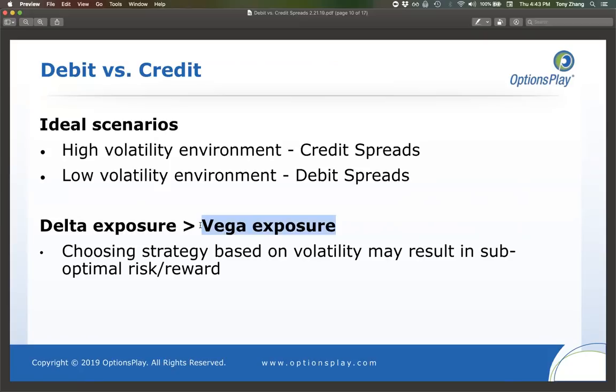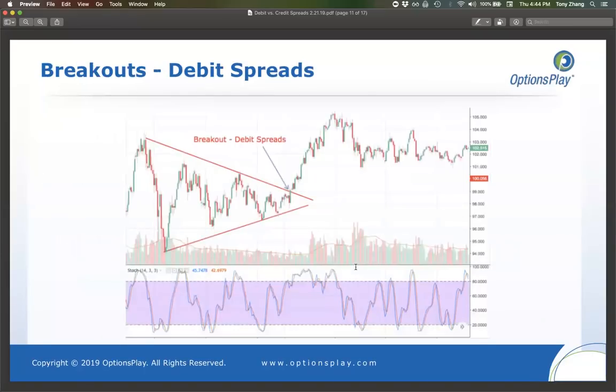So that's one of the things I also want to show you using our P&L simulator, is that you should be choosing your strategy not based on volatility, but based on the directional exposure or the directional outlook you have on your stock. Because if you choose a strategy based on volatility alone, you will see that you're going to get suboptimal risk to reward on your trades. And I have some examples to make this a little bit more apparent.